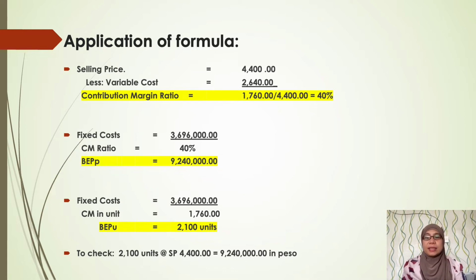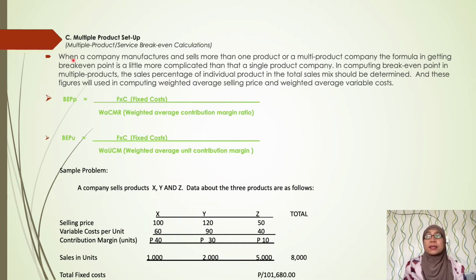Then, the next approach is multiple product setups, or multiple products or service break-even calculation. Earlier, we computed the break-even point for only one product. For this time, we will compute the break-even point for more than one product, or multi-products.